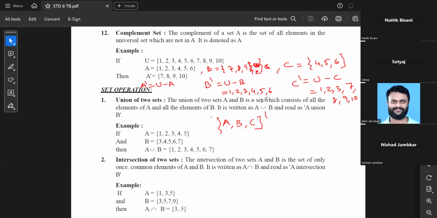Sir, can a complement set be a null set? Yes, a complement set can be a null set. For example, if A had all the numbers till 10, then A's complement would have been a null set.